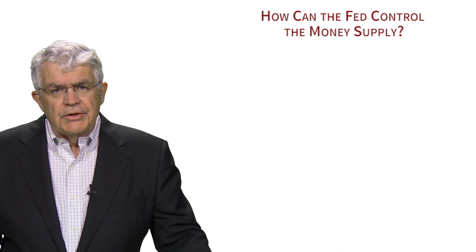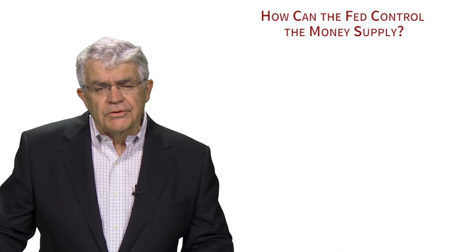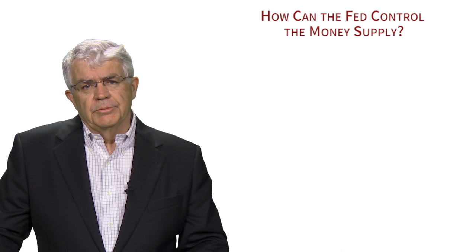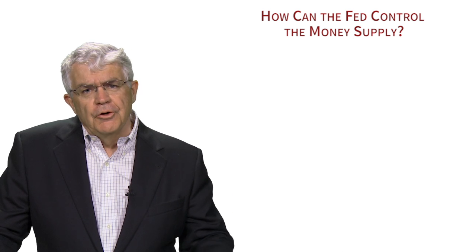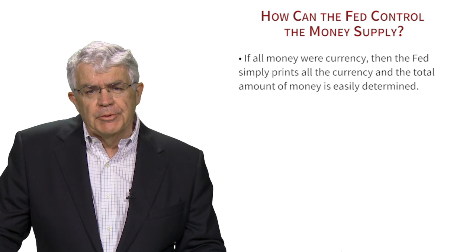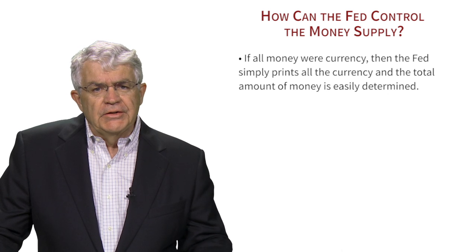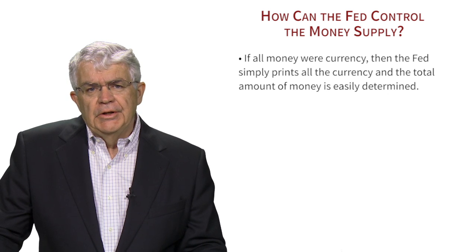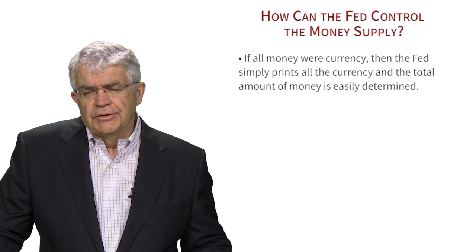So now let's consider how the Fed, same thing as other central banks, actually controls the money supply. So first imagine if all money were currency, you didn't have deposits as part of the money supply, then the Fed could simply print all the currency and the total amount of money would be easily determined. So it's pretty straightforward if there's only currency out there.